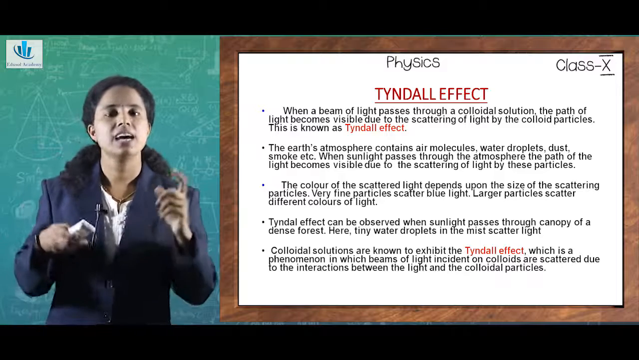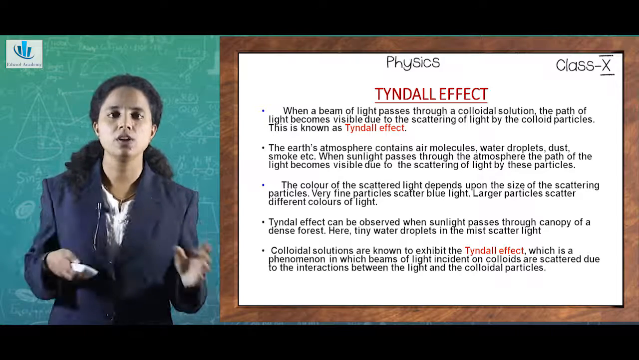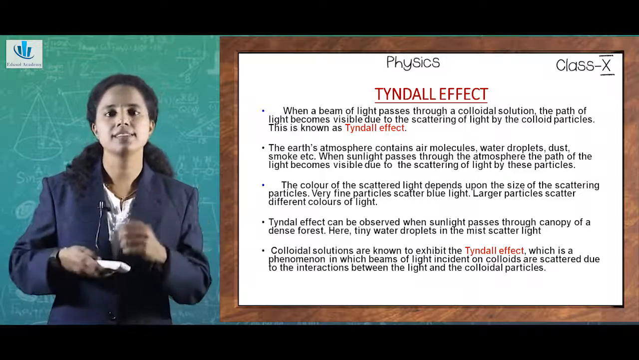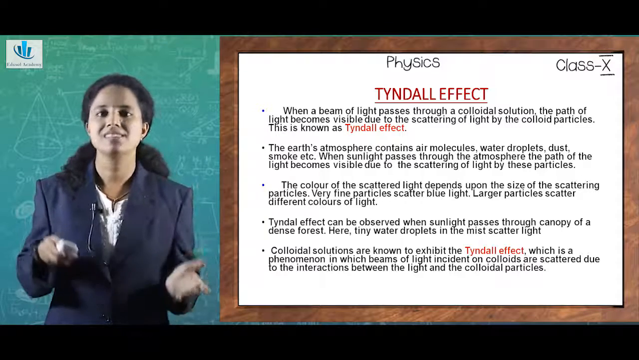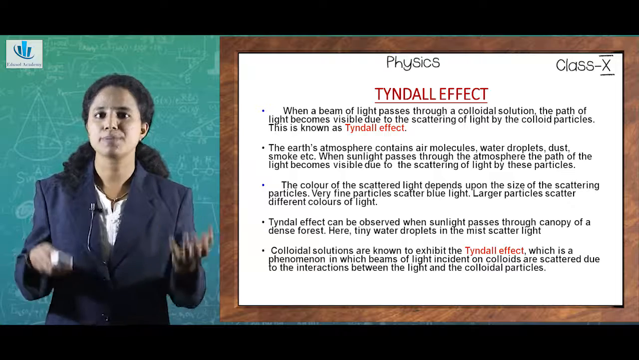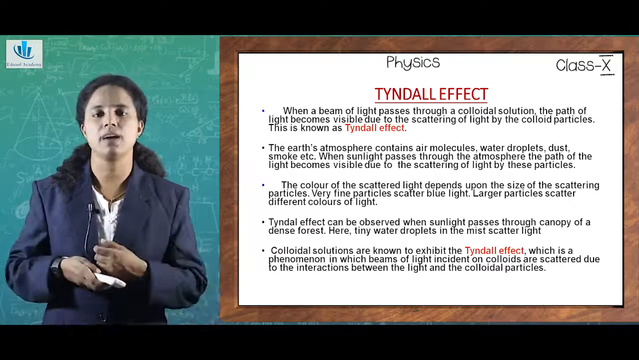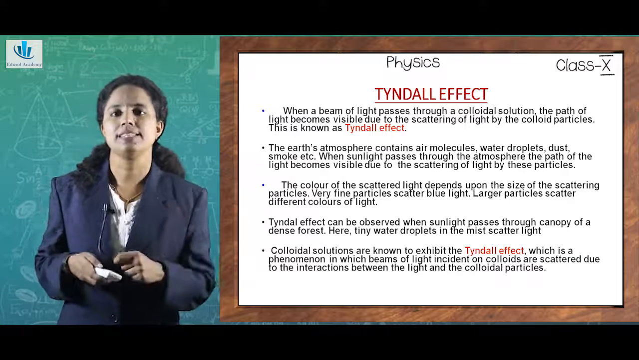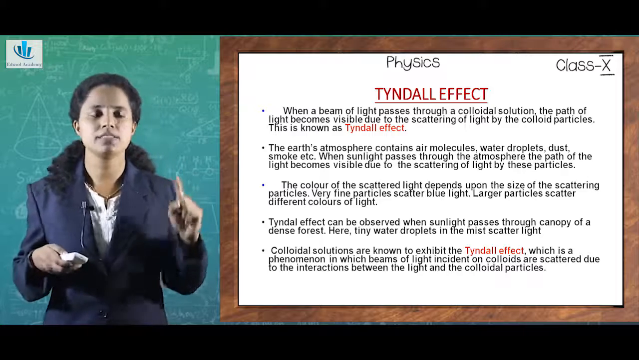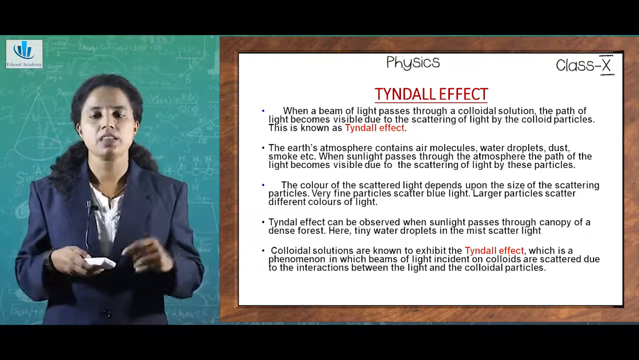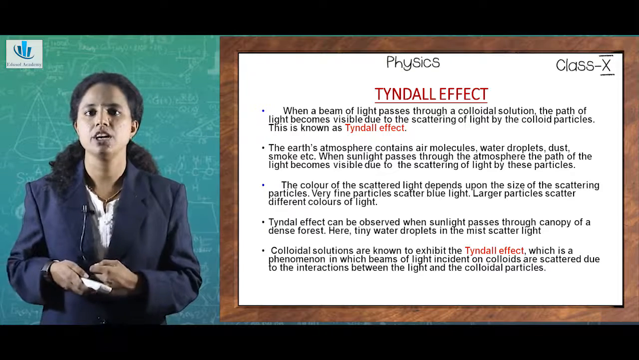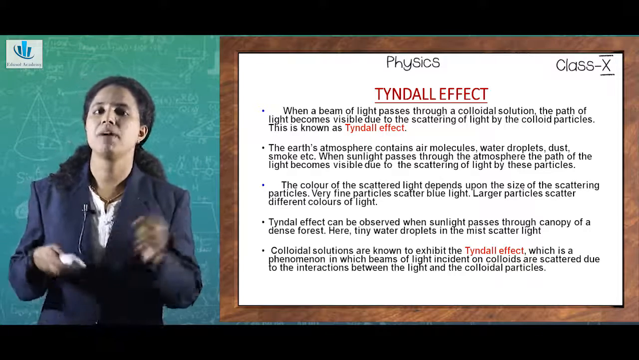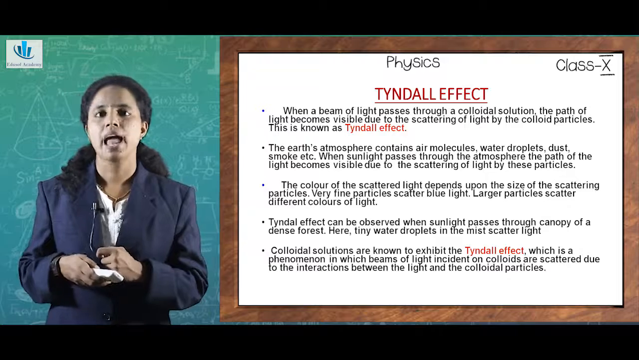That is, the Earth's atmosphere contains a large amount of particles in it. It is a heterogeneous one, isn't it? There will be air molecules, there will be dust particles, there will be smoke, water droplets, etc. So, what happens is that when sunlight passes through the atmosphere, then the path of light becomes visible in that region due to scattering of the light by these particles.